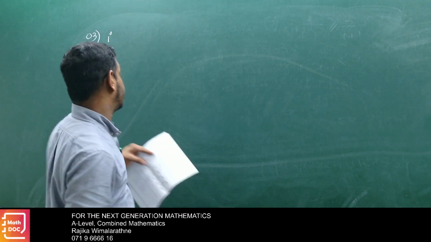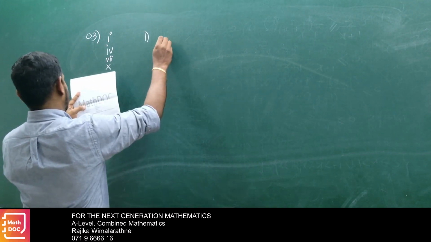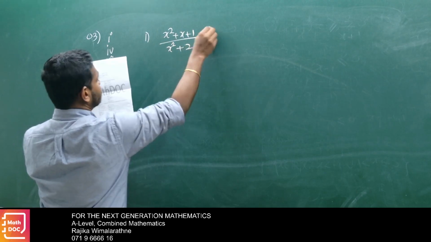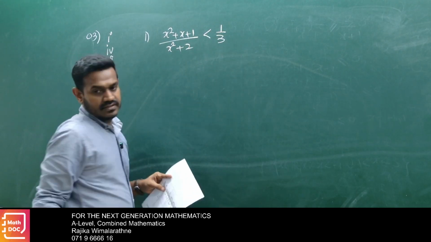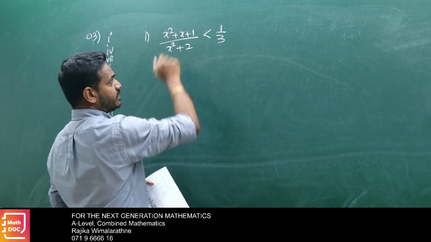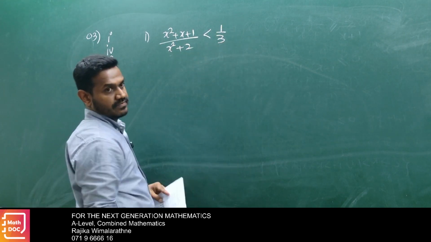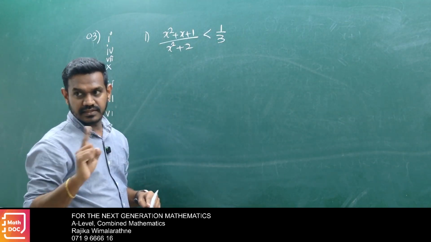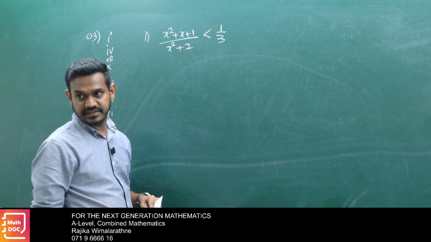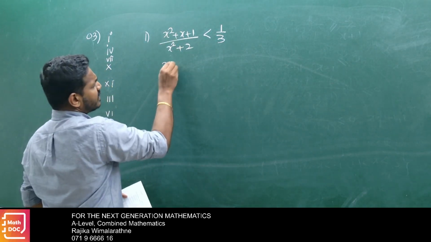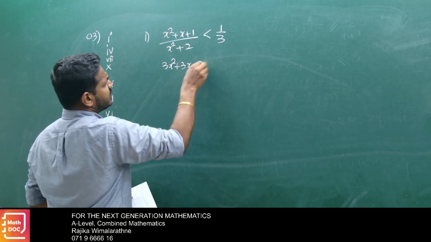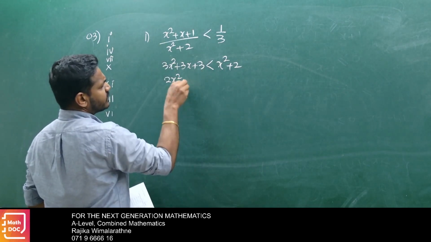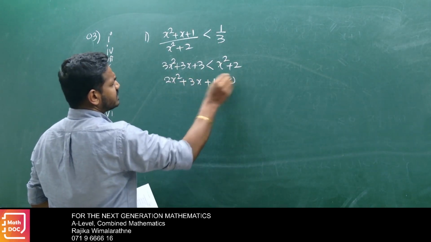Okay, let's see a few questions. 1, x square plus x plus 1 over x square plus 2 less than 1/3. 3 positive, we can cross multiply. X square plus 2 positive, we can cross multiply. Okay, x square plus 2 positive. Then cross multiplication is possible for this case. Then let's cross multiply. 3x square plus 3x plus 3 less than x square plus 2, take all one side, 2x square plus 3x plus 1 less than 0, factorize.